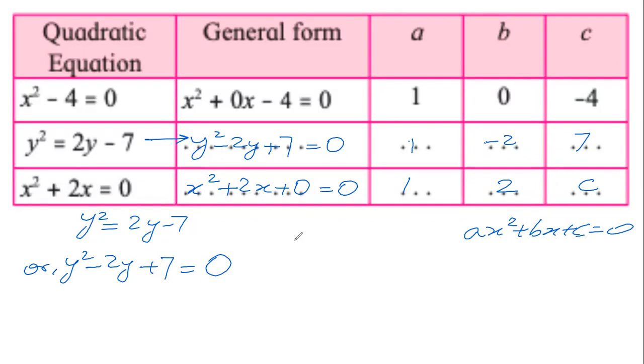Similarly, for the third equation, we are given x square plus 2x equals to 0. Now RHS is correct here. We don't need to do anything with the RHS, but our c is missing. So yes, we can think of it like this: x square plus 2x plus 0 equals to 0.